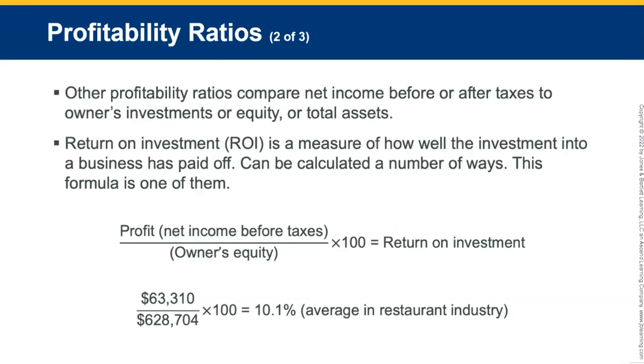So for example, if we have $63,310 in profit, which is our net income before taxes, and we divide it by $628,704, which is the owner's equity, multiply that by 100, that tells us that our return on investment is 10.1%, which is average in the restaurant industry.